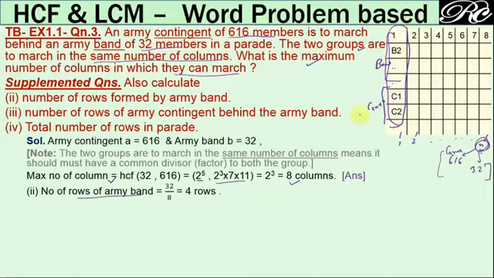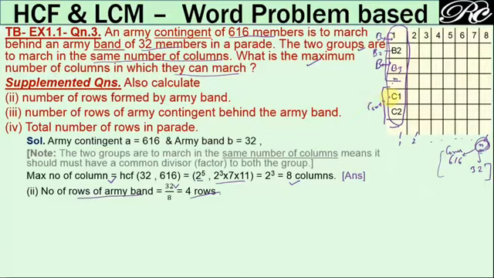So here we are getting these are the vertical columns. So how many rows will this band form? This is the first row for the band, B1. This is the second row for the band. This will be the third row for the band. Going on, let there be n rows. Then this will be the total number of army band divided by the number of columns in which they are divided. So it is 32 divided by 8. It will be 4 rows. In 4 rows the band will march, and behind them there will be the army contingent.